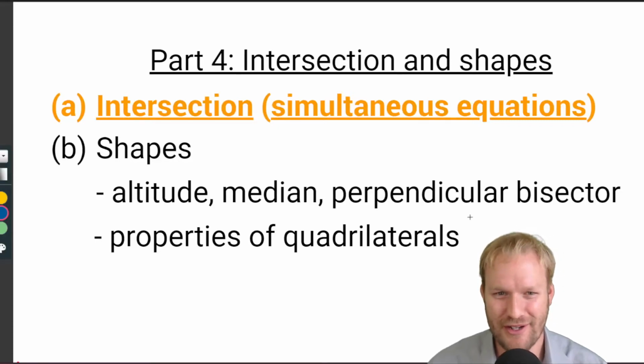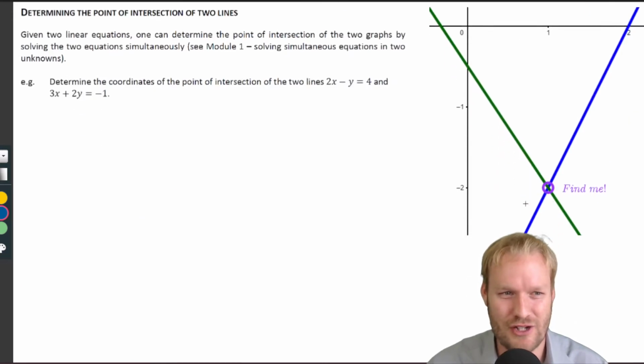In this part, we're looking at intersection and shapes. The first part, intersection, simultaneous equations. We'll just do one example to see that. In the second part, we'll look at shapes, altitudes. You can see what's on the screen there, and we'll look at that in the second video. Okay, so let's jump straight into it.